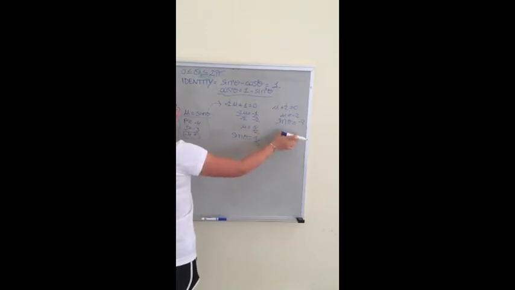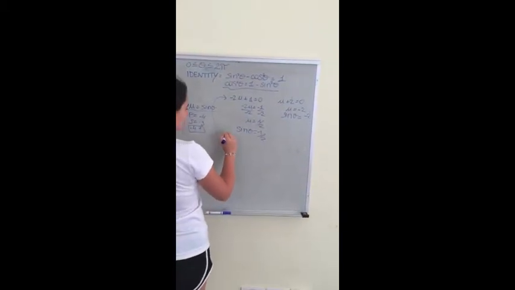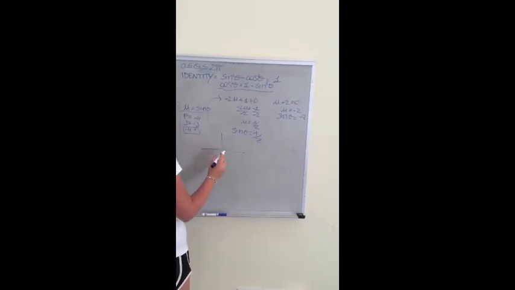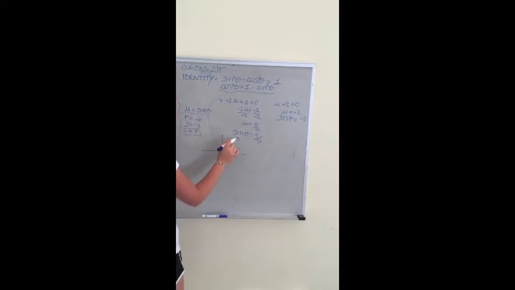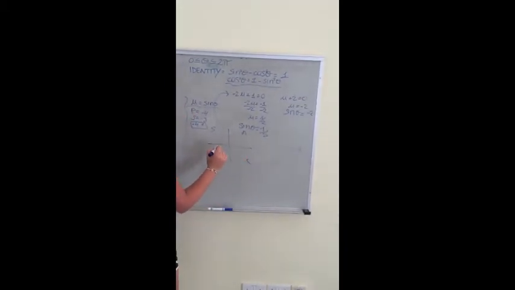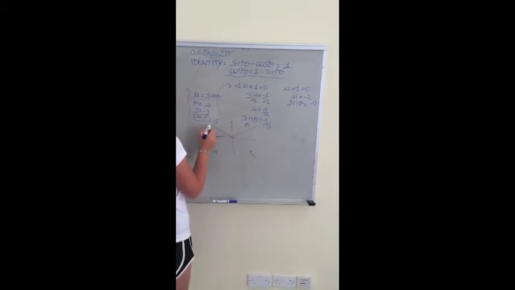And now we need to treat each equation singularly. So for the first one, in order to find solutions, we need to identify in which quadrant we're going to find them. Because we know that all students take calculus, we can figure out that the first solution will be found in the first quadrant, and the second will be found in the second quadrant.